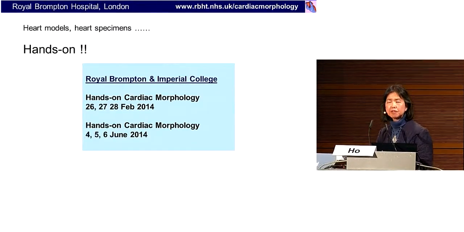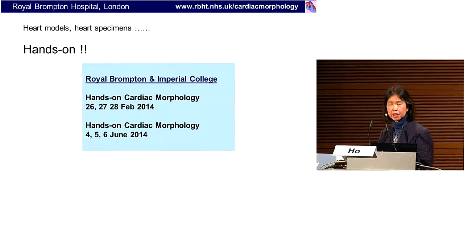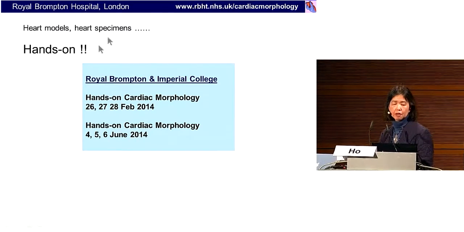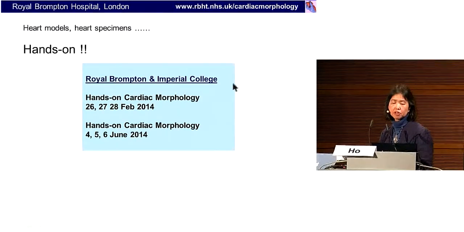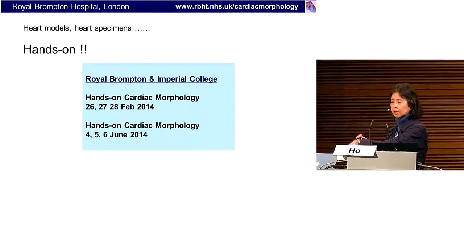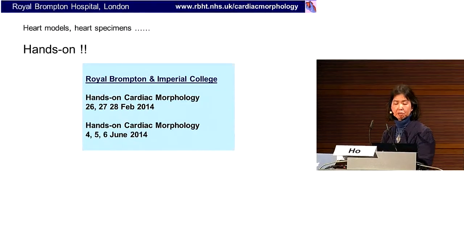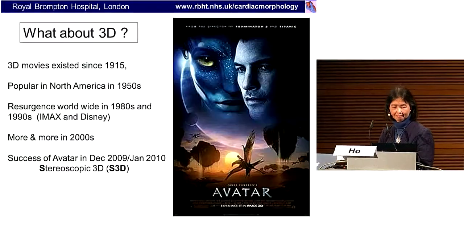But hands-on is very much the vogue, because the prototypes allow us to handle the specimens, preserved ones. And I would like to point out that I do hands-on cardiac morphology courses at the Royal Brompton, Imperial College. If any of you have trainees who want to come, just a word of caution: search for the term Royal Brompton or Imperial College or go to our website. Because like replica watches and counterfeit handbags, there are imitations around.